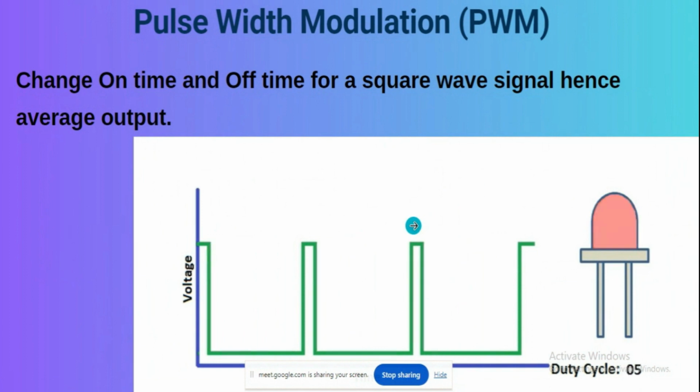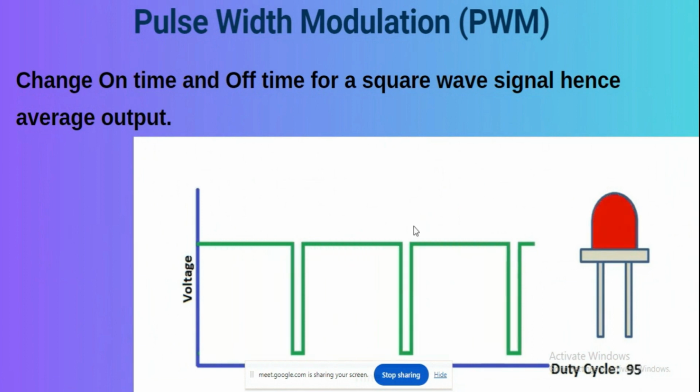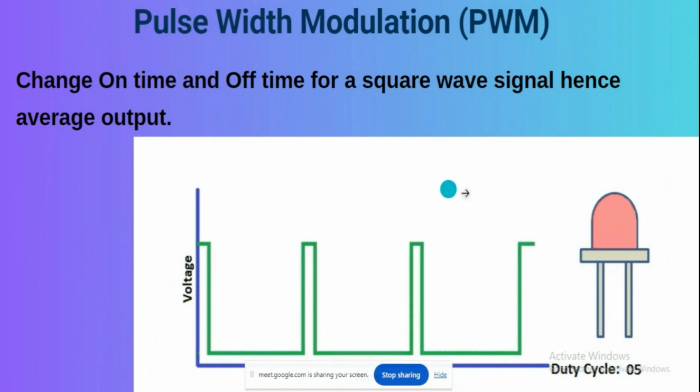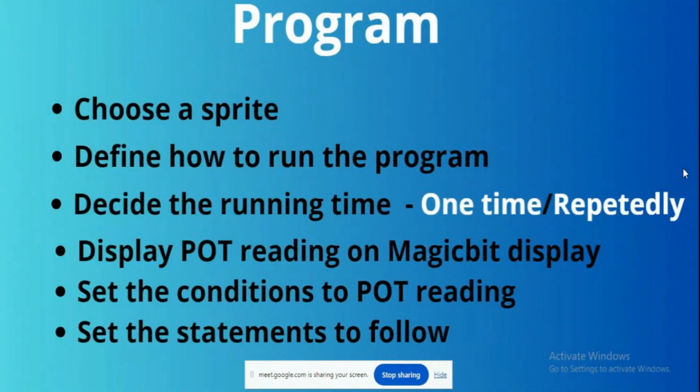We are also going to do the same thing. When we rotate the potentiometer, we are going to control the brightness of the LED. Then we can get the light dimmer function. So now let's go to the program.